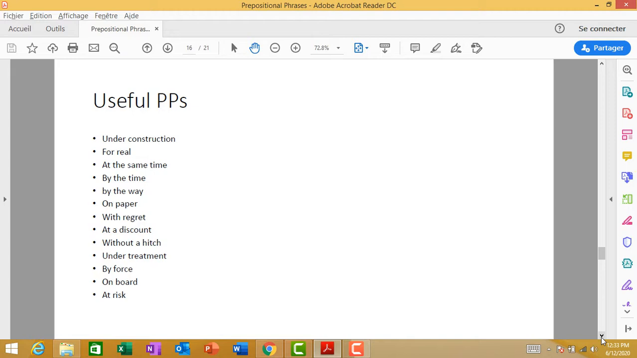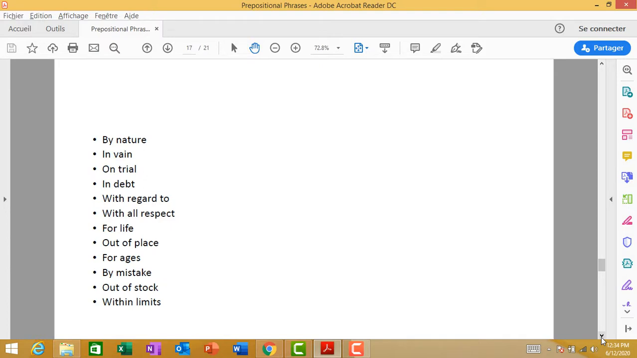Okay, now what I have for you, you might have guessed it. You will have another homework. You will use these prepositional phrases that I have here. They are also useful prepositional phrases. One thing you need to know is there are a lot of prepositional phrases that people use all the time that are set prepositional phrases. They never change. They are set in stone. They are like expressions, if you will. For example, you have under construction, for real, at the same time, at risk, on board, under treatment, by nature, out of place.